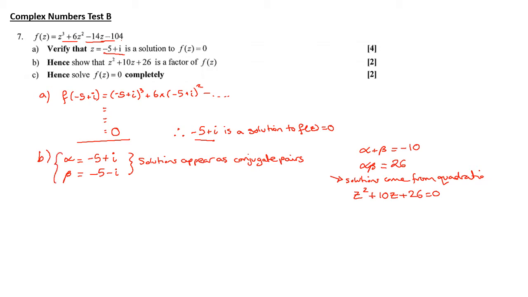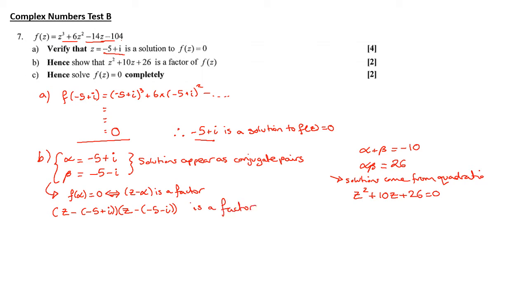Alternatively, and perhaps more directly from here, using the factor theorem, that leads us to z minus that first solution must be a factor, and also z minus its complex conjugate is also a factor. So if the first bracket is a factor and the second bracket is a factor, when I multiply these together, I've also got another factor. So now it reduces to showing that this multiplies out to the quadratic given.